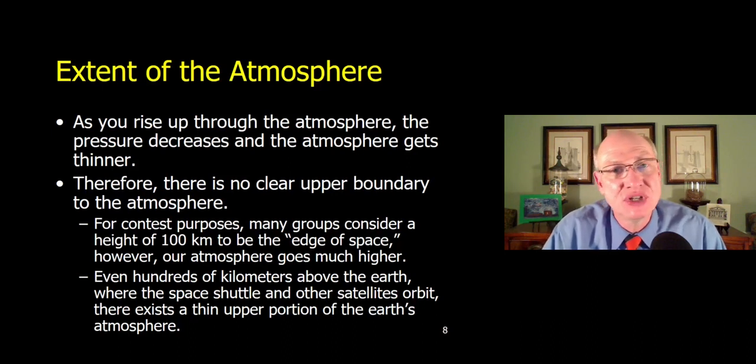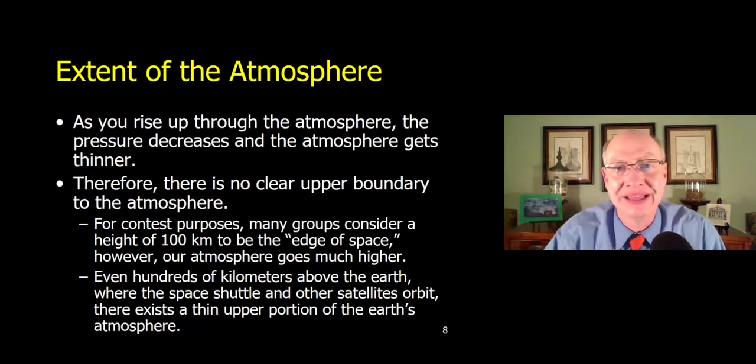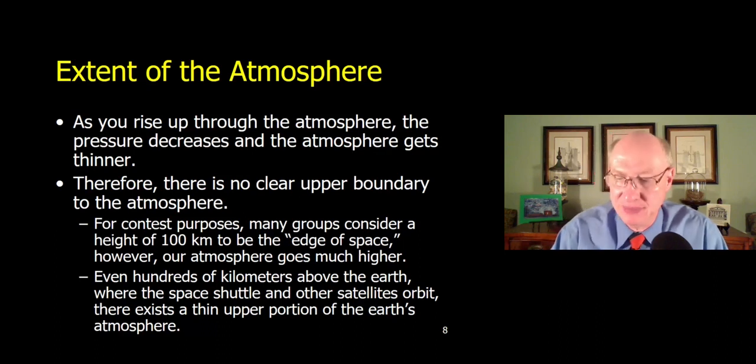But the atmosphere just keeps getting thinner. There's no upper boundary to it. There's no upper edge where you can say for certain that the atmosphere ends. For contest purposes, the edge of the atmosphere is usually defined to be 100 kilometers, sometimes called the edge of space. But in truth, the atmosphere goes much higher than that. Even hundreds of kilometers above the surface, where the space shuttle orbits and where the International Space Station orbits the Earth, there is still some atmosphere.